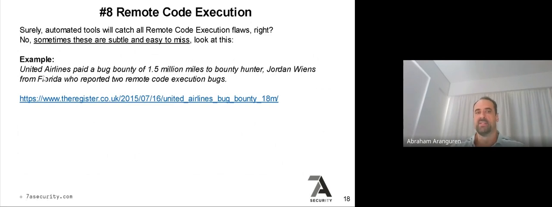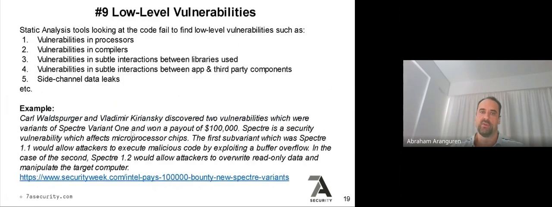So for example, United Airlines paid a bug bounty of 1.5 million miles to bug hunter Jordan Viens from Florida, who reported 2 remote code execution bugs, right? And this is United Airlines, so pretty serious. They likely have a security team and everything, but they still missed it, right? So this happens all the time.